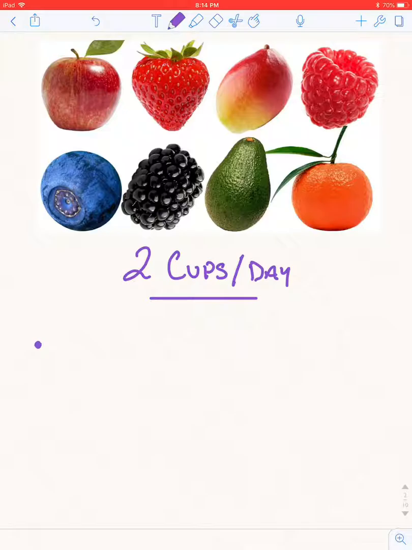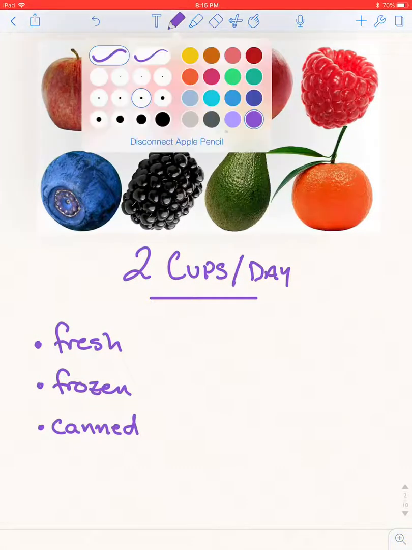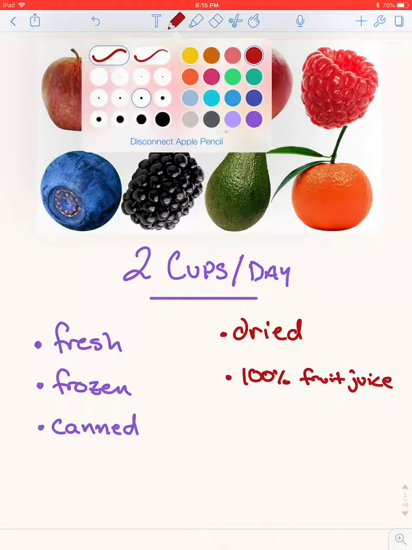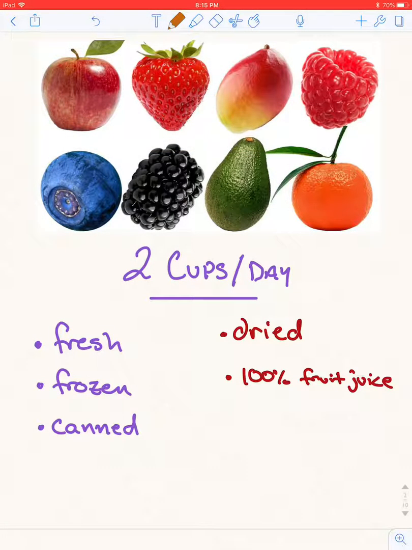So what exactly counts as a fruit? Well, fruit can be consumed fresh, frozen, canned, dried, or even as 100% fruit juice. All of that will count towards your daily intake. 1 cup of fruit would be 1 cup of raw or cooked fruit, or 1 cup of 100% fruit juice, while only half a cup of dried fruit will count as 1 cup, according to MyPlate.